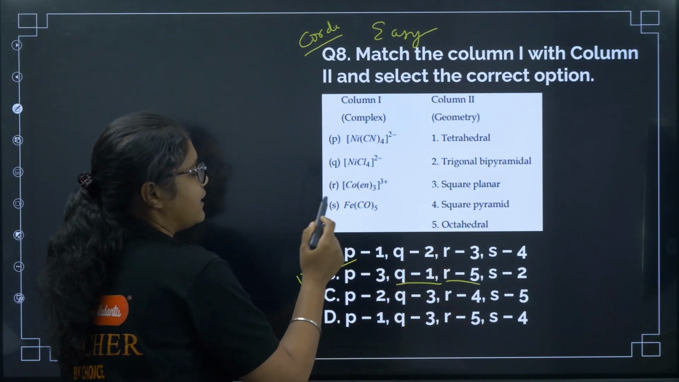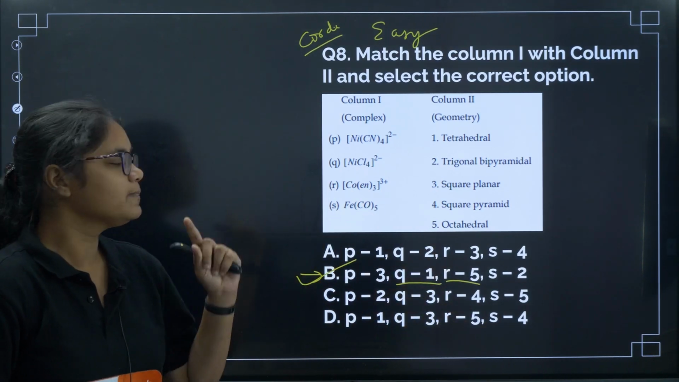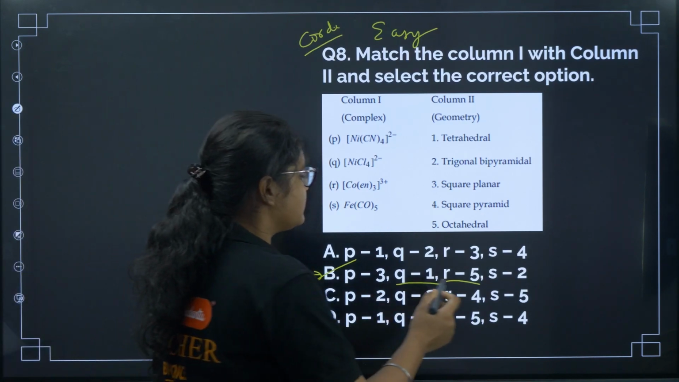So R has to be 5. Fe(CO)5 is 5. The steric number is 5. So it has to be trigonal bipyramidal. That is where S is 2.